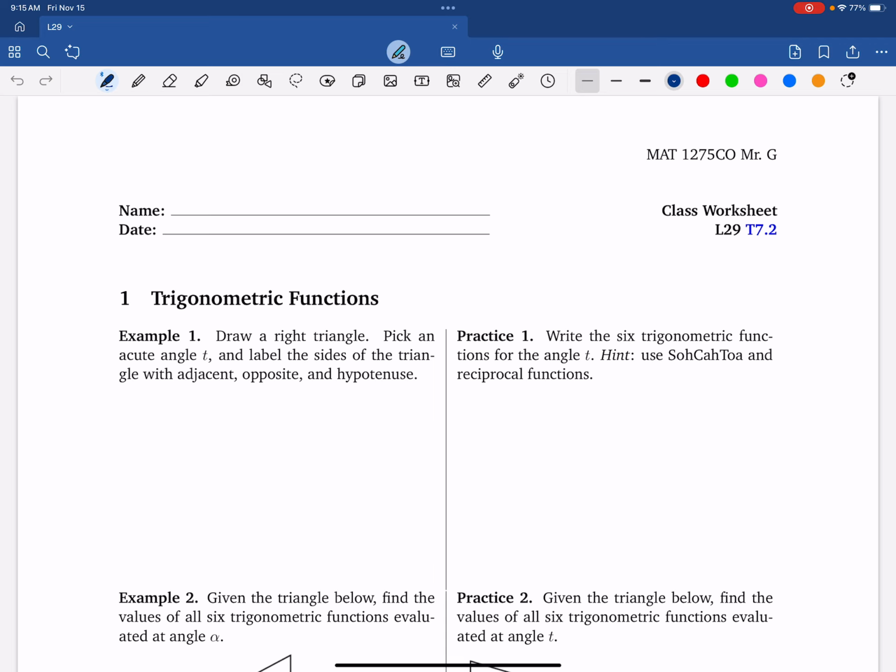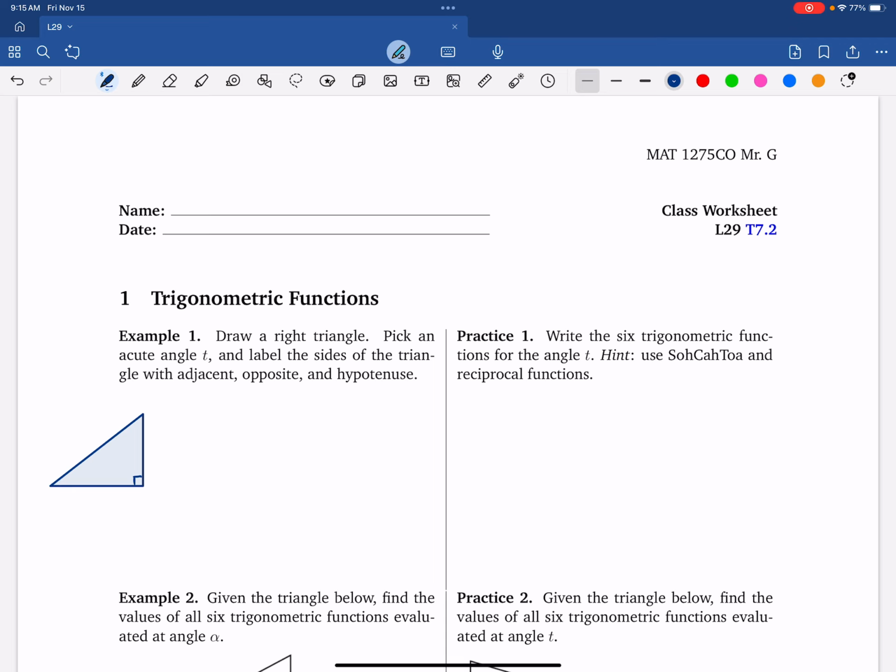So let's do a right triangle. I'm going to do a right triangle that looks like this. Okay, and then mark the 90-degree angle. The two legs form 90 degrees. Those are the two sides that we will label as adjacent and opposite. But in order to label which side is adjacent, which side is opposite, we need to find the angle first.